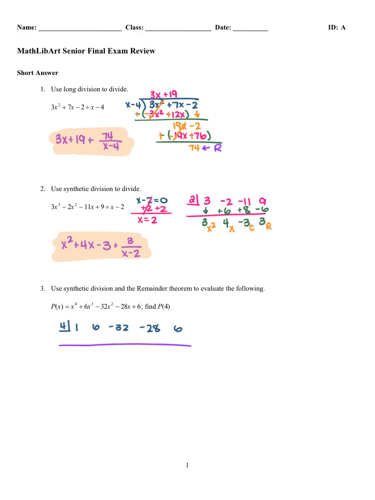So your 1 drops down. 1 times 4 is 4. Add that with your 6, you get 10. 10 times 4 is 40. 40 minus 32 is 8. 8 times 4 is 32. 32 minus 28 is 4. 4 times 4 is 16. And 16 plus 6 gives you 22. So your remainder is your answer. So P of 4 is 22.